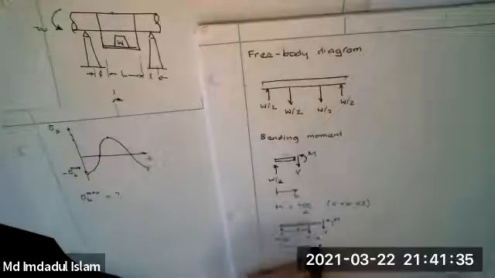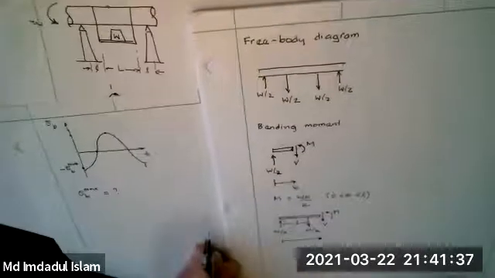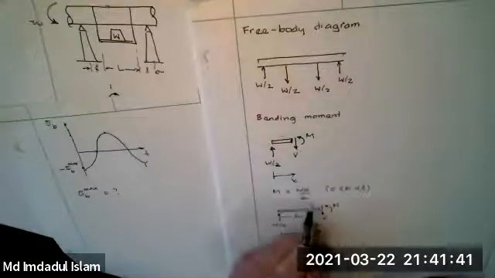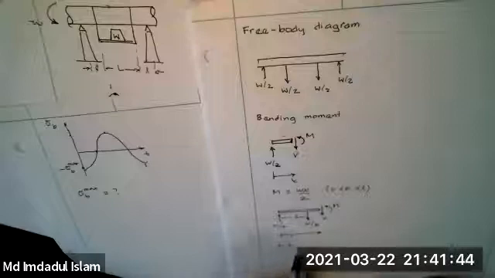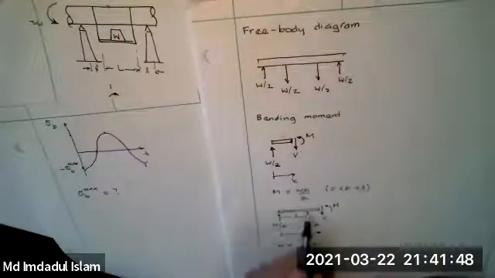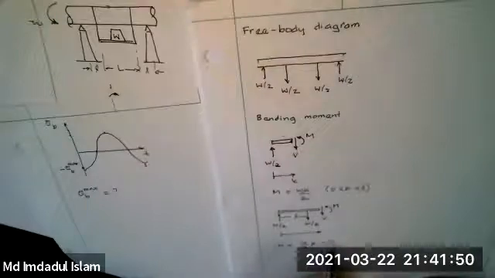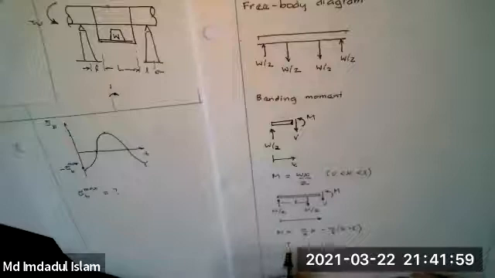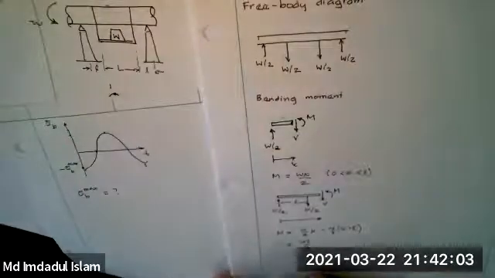I take moments about here. M's the moment that way, it's equal to the sum of the moments clockwise, which will be W upon 2 times X. But now it's going to be opposed by minus W upon 2, and its moment arm is X minus L. So these two cancel. I get WL upon 2.